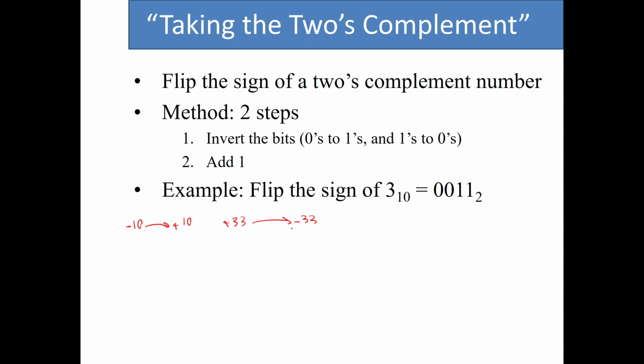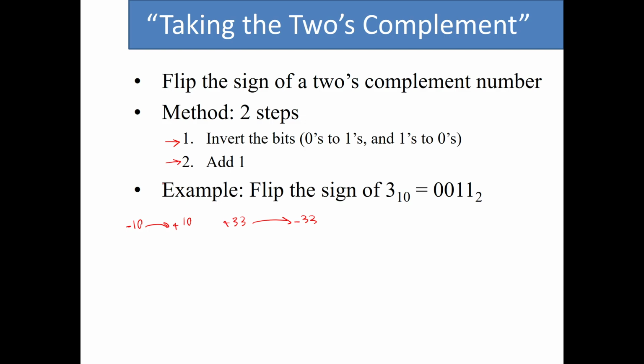For 2's complement number, the method for doing this involves 2 steps. The first step is that you invert the bits. Basically, any bit in the number that is 0, you invert it to be 1, and any 1, you invert it to be 0, and then you add 1 to the whole number.